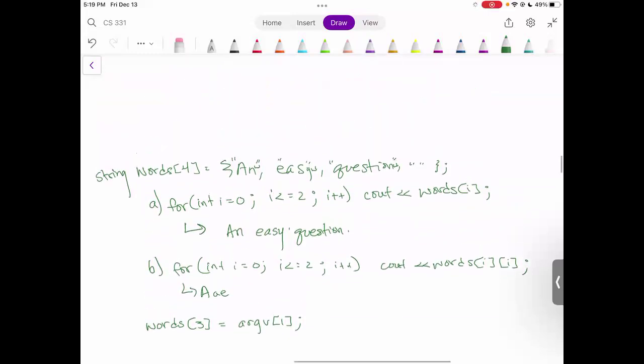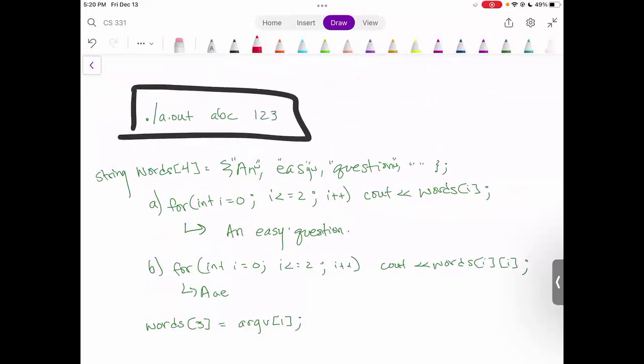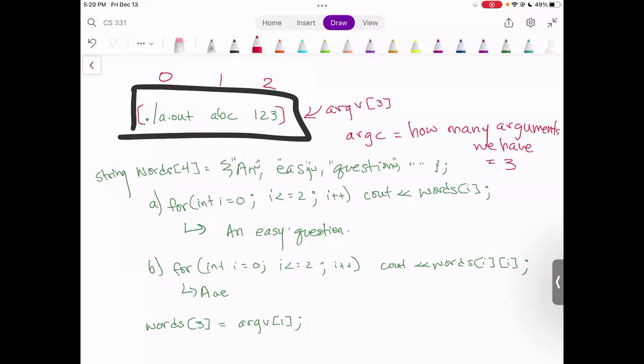And so what that means is our arguments are up top. These are what we consider arguments. And they are 3 arguments broken down into 0, 1, 2. They are held in an array called argv. Argc means how many arguments we have. In this case, it's 3. It's the capacity. The C means capacity.